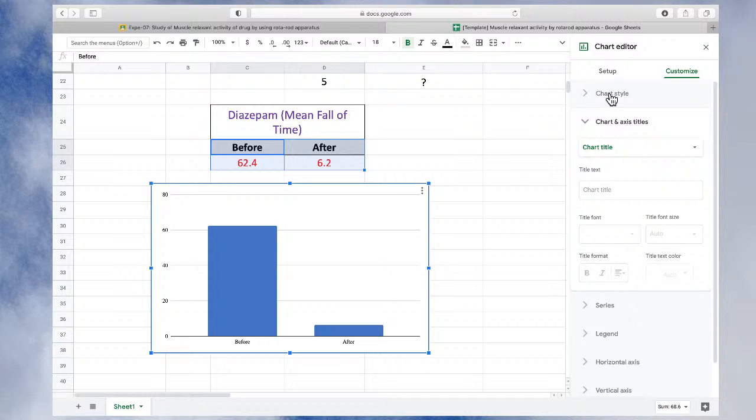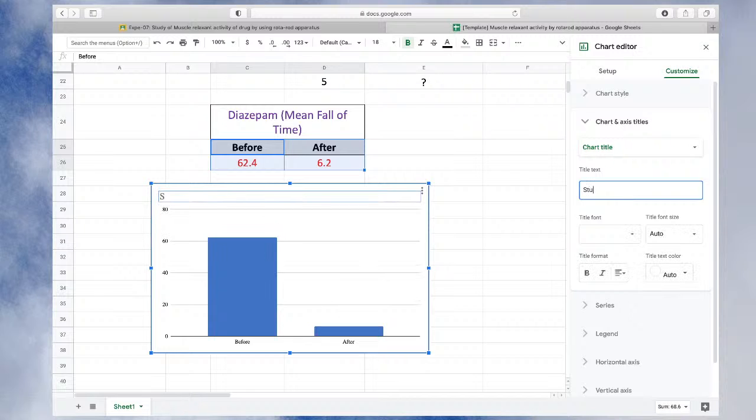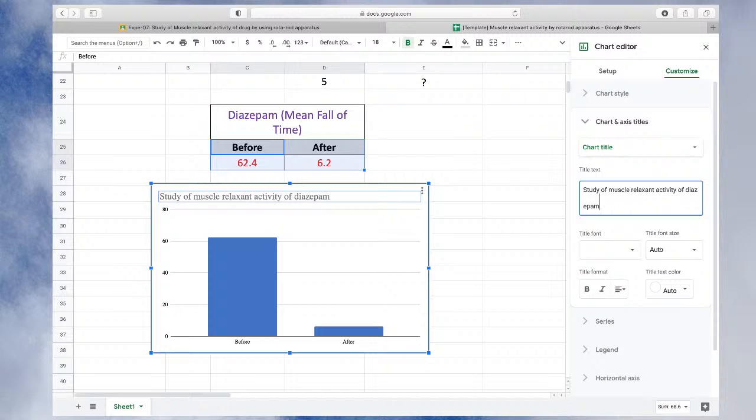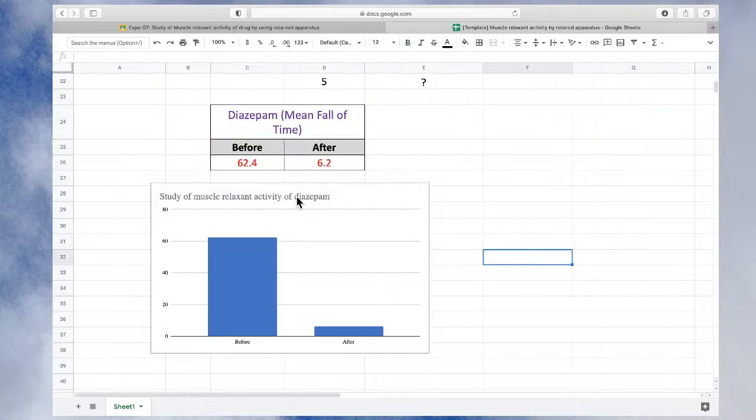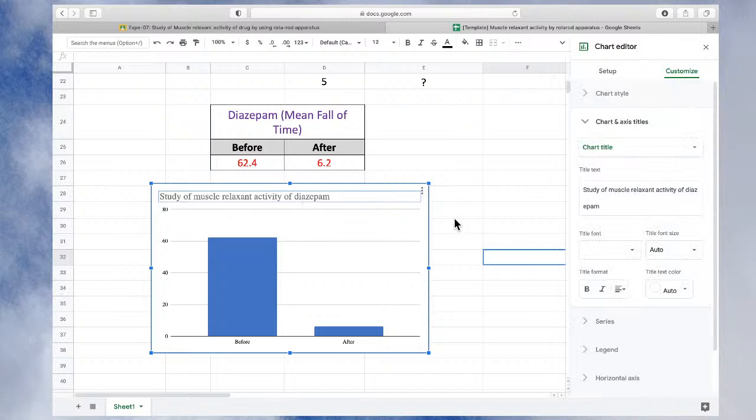So you can go to the custom option, then go to chart title and give the name of the title. What is the name of our experiment? The name of our experiment is study of muscle relaxant activity of diazepam. Okay, so now you can see the title has come over there. Study of muscle relaxant activity of diazepam, it has come, right?